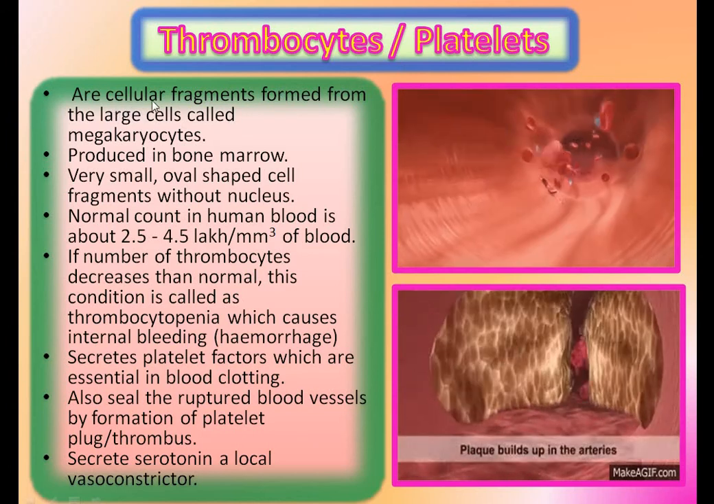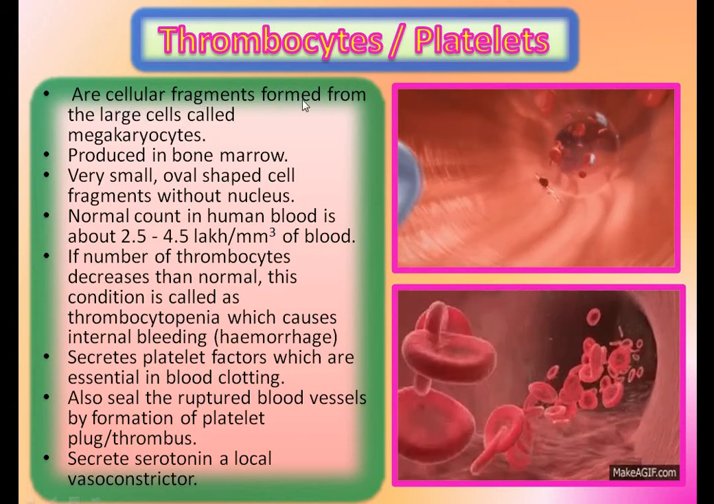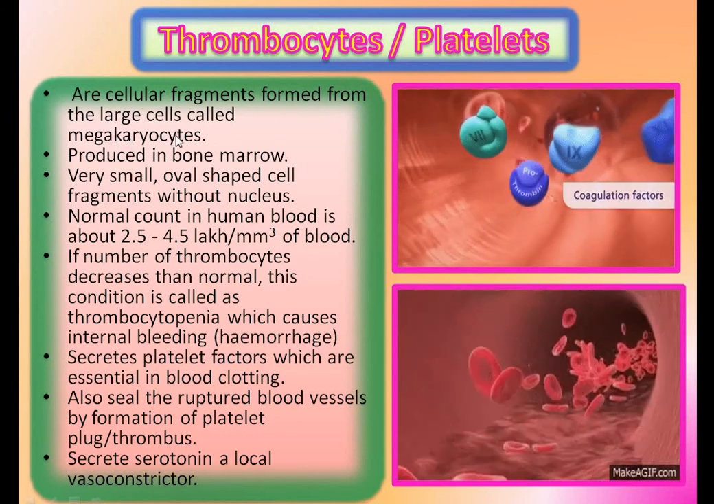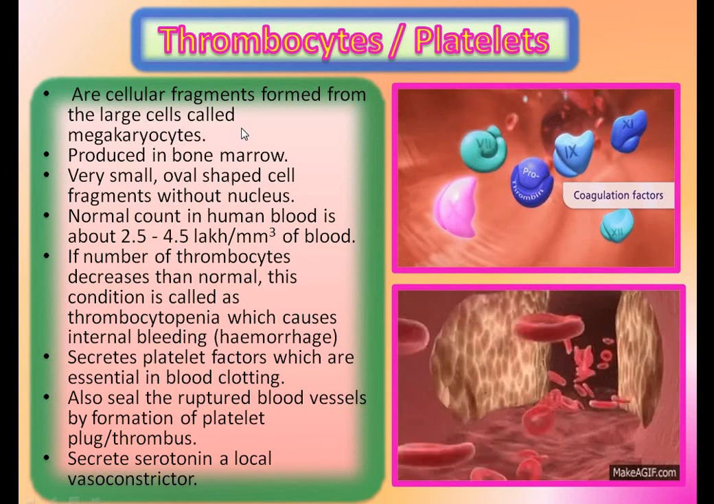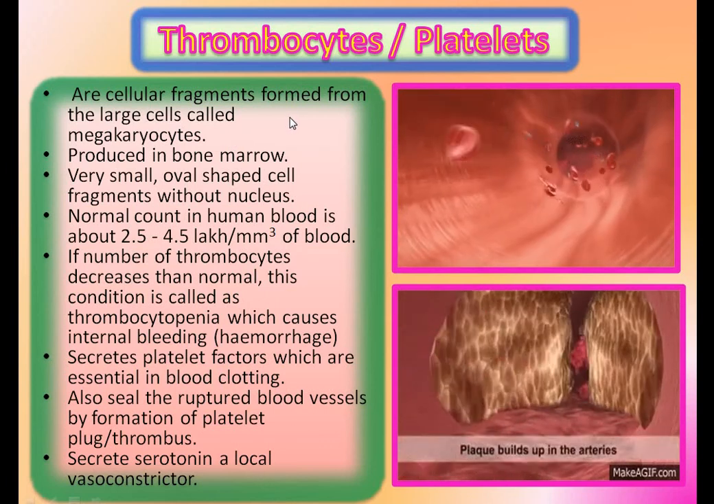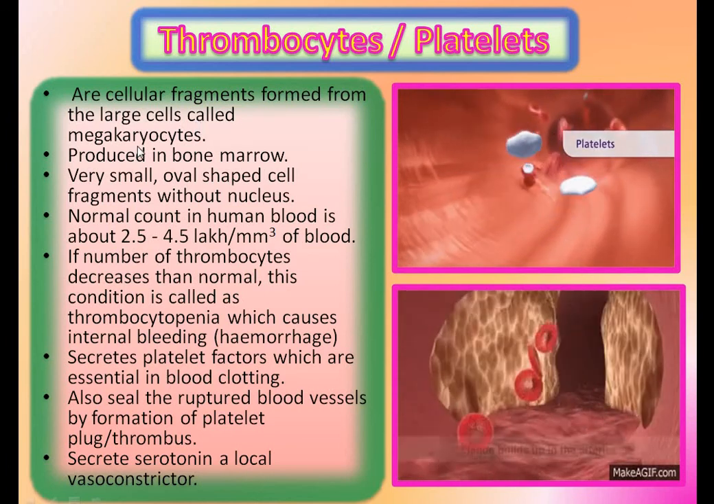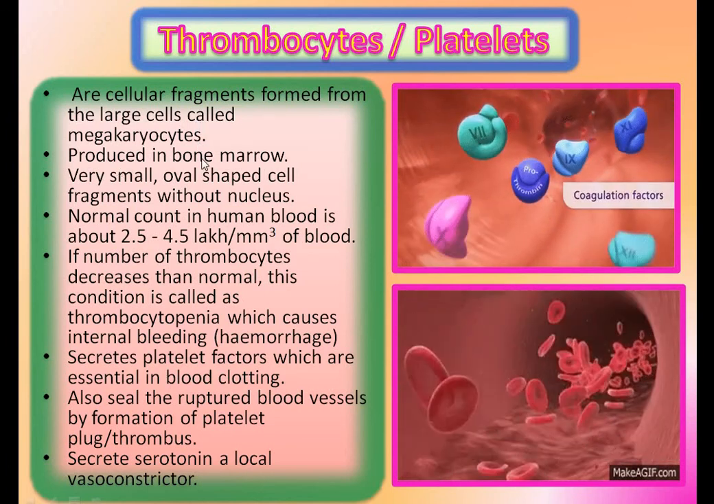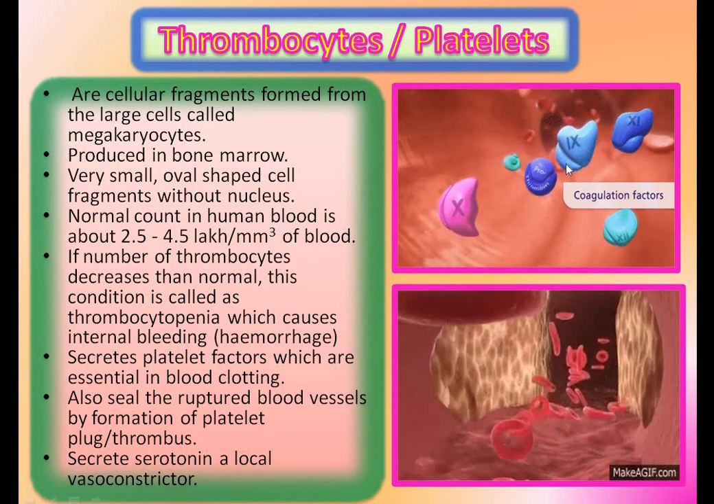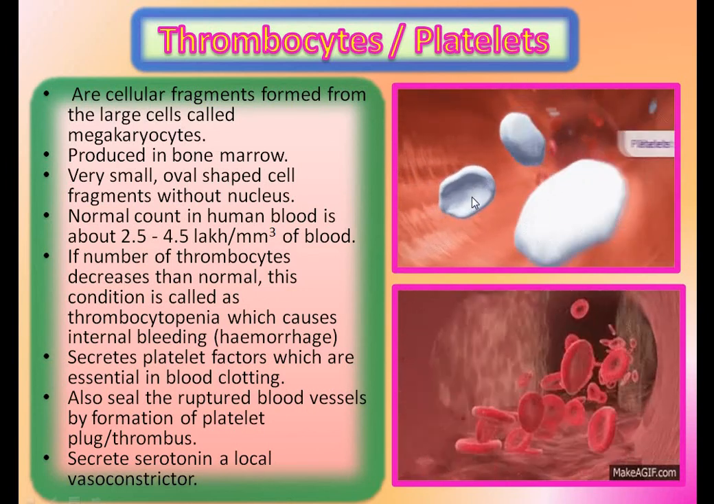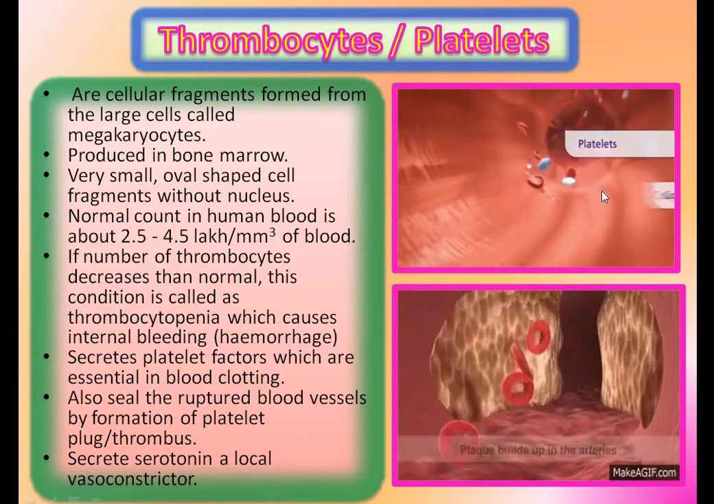Then the last formed elements are called thrombocytes or platelets. These platelets are cellular fragments formed from large cells called megakaryocytes. Here the platelets are formed. See in this way, this is the platelets.